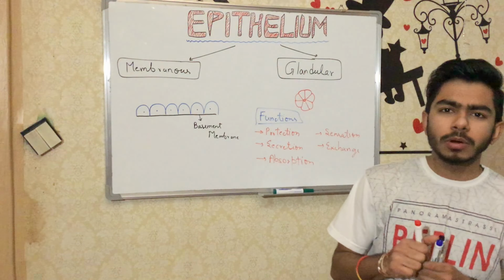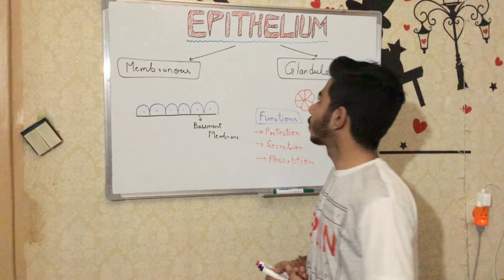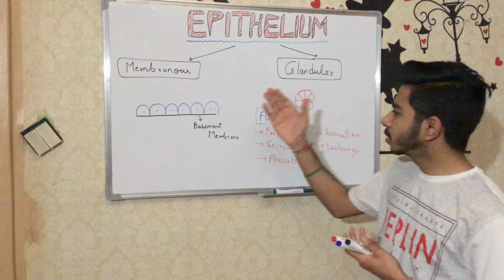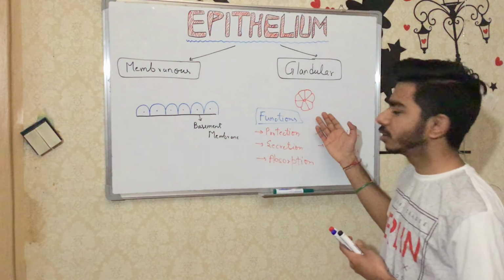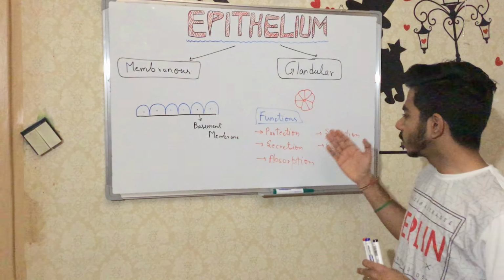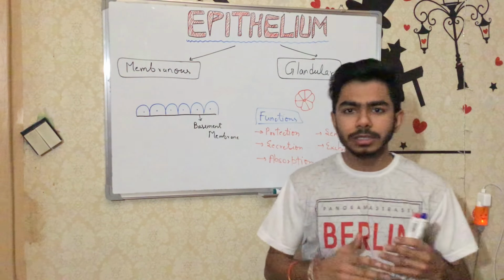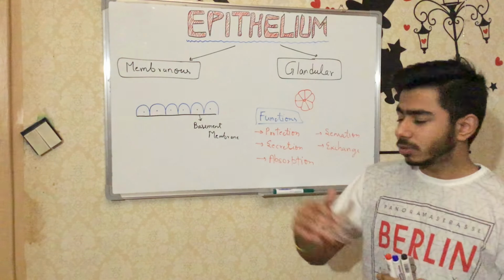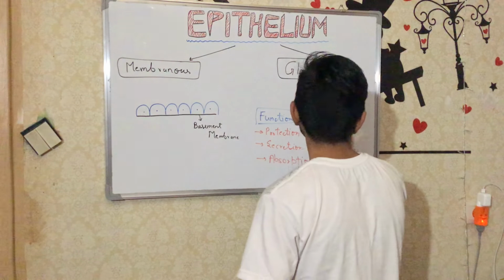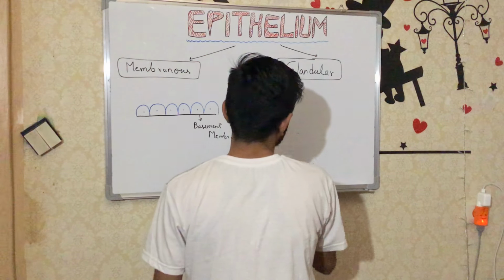So these are some functions of the epithelium. Now let's talk about the classification of epithelium, how we can classify them. Till now I have talked about how they could be membranous or glandular. Membranous would be present in this form; glandular in this form, present in some glands. The functions could be protection, secretion, absorption, some sensations, and exchange of some materials through the cell membrane into the cell or outside the cell. So how can we classify the epithelium? On what basis could the epithelium be classified?